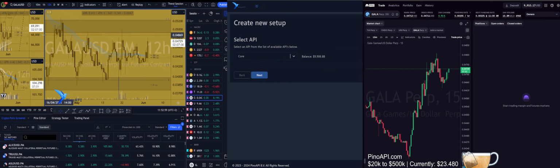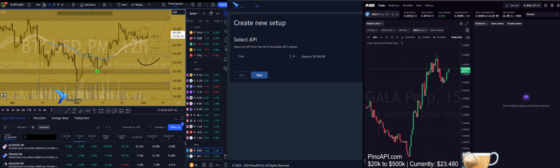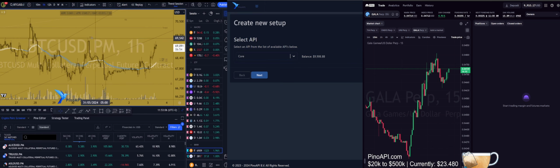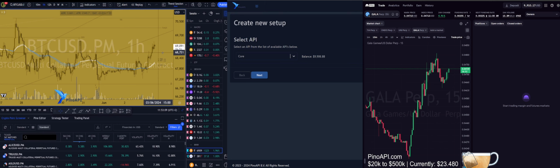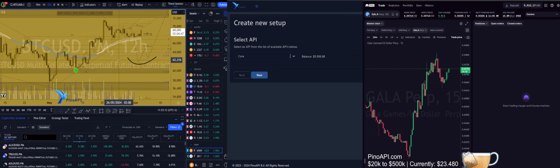Let's have one more look at Bitcoin before we expose ourselves. To be honest, it wouldn't surprise me if we just kept ranging here until CPI and FOMC next week. This is going to be the range, and we might get a fake out to the downside and the upside. But unless we sweep these highs, I don't think anything is going to happen.